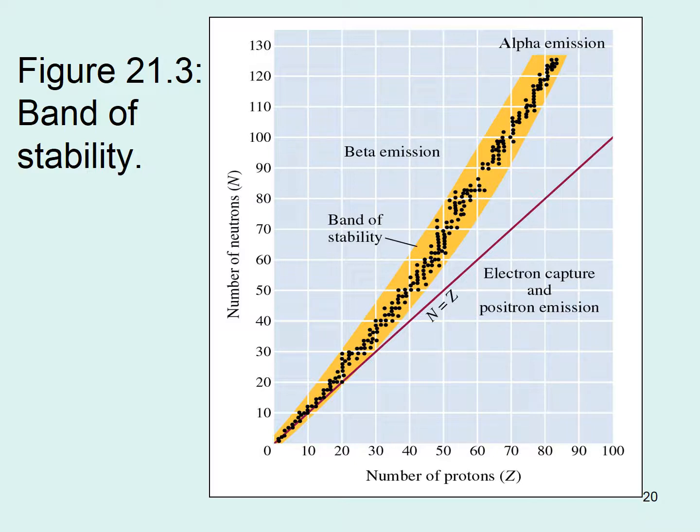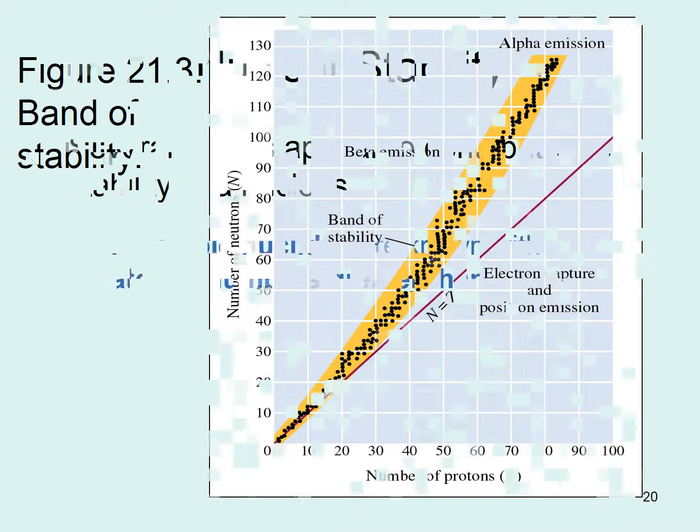But then you notice that the bigger you get, the more protons you have, then suddenly you have more neutrons than protons. So you can see this band of stability kind of goes off to the left of this red line where protons equal neutrons. We'll talk more about this band of stability in a minute. But all the stable nuclei exist in this yellow band of stability.